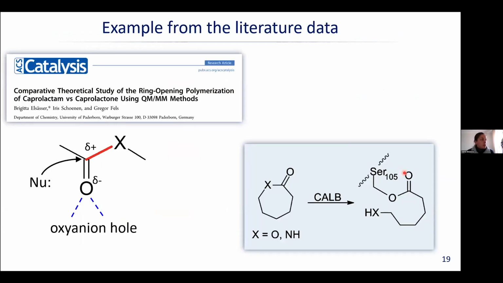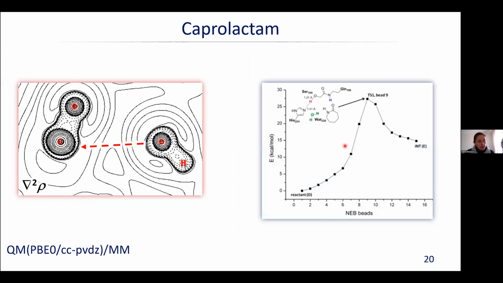So also I will show you a short example found in the literature. It's an important study of the ring opening process of caprolactam and caprolactone. It's a comparative study, and these 2 compounds differ in the X atom. It's either oxygen or an NH group. And it's known that caprolactam is not hydrolyzed by this enzyme. And this is the graph from this theoretical study.